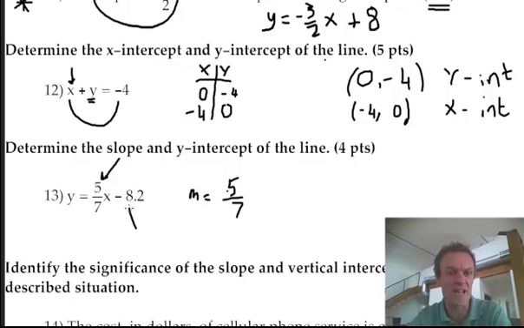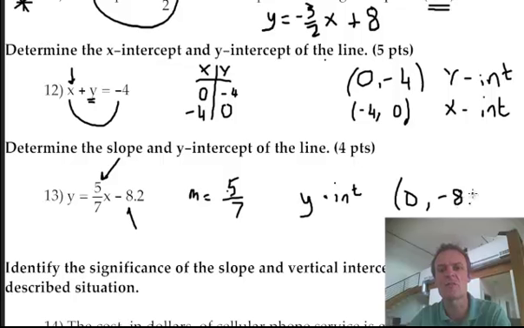What's the y-intercept? It's the number at the end, okay? Now, again, some of you wrote just 8.2 or whatever, but remember, write it properly. The y-intercept is 0, comma, and then write the number 8.2 or -8.2, okay? And that is the y-intercept. So the y-intercept and the slope, okay? Right there in the question.